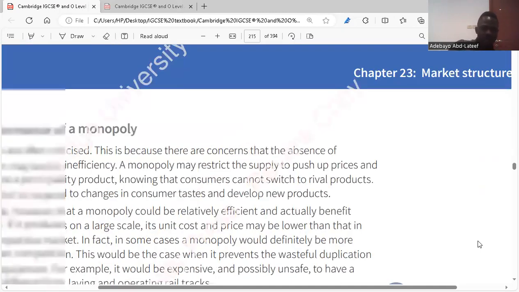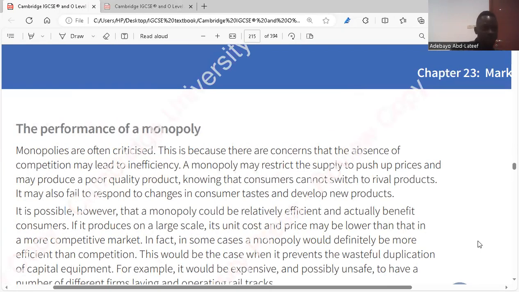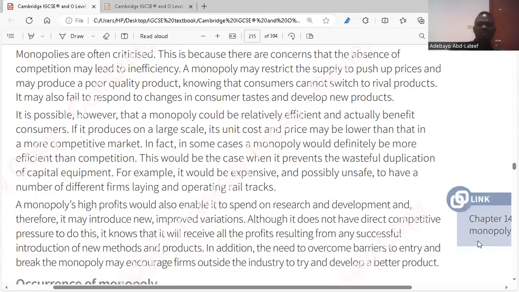Is it clear? Yes. So that is the behavior of a monopoly. A monopoly has power to decide the price of its product. It has power to decide on the quantities of output, but never has power to determine who buys or who doesn't buy, because demand depends on consumers. So we go to the performance of monopoly.